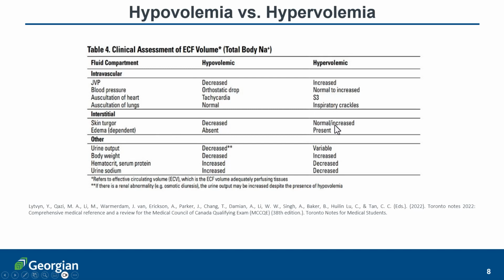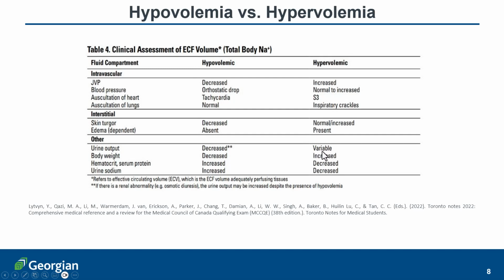For a hypervolemic client, it should be increased or normal. Edema is absent in a hypovolemic client, present in a hypervolemic client, especially because of the secondary causes of hypervolemia, heart failure and liver cirrhosis, which are very common conditions. Urine output would be decreased in a hypovolemic client, unless there is osmotic diuresis, but typically urine output is decreased. It is variable in a hypervolemic client, again, because of the complex functioning of the kidneys.